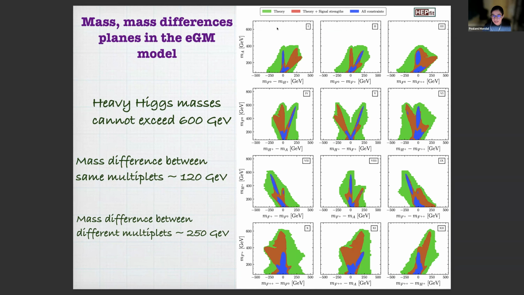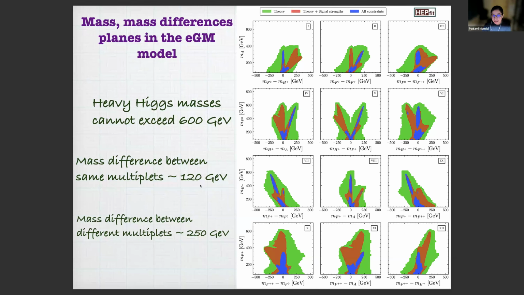I think you can see the captions, right? The blue region is the combined fit allowed region, which says that the mass difference between the same multiplet is 125 GeV for the extended Georgi-Machacek model, which was 210 GeV before when we do not put direct search constraints and flavor constraints. So when you calculate the direct search constraints and flavor constraints all together, we see the mass difference between the same multiplets came out to 120 GeV, and the mass difference between different multiplets is 250 GeV in the extended Georgi-Machacek model.